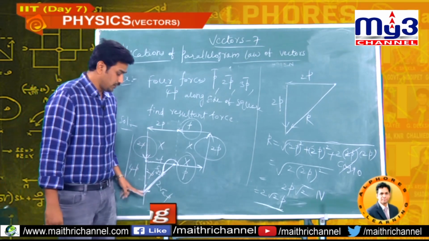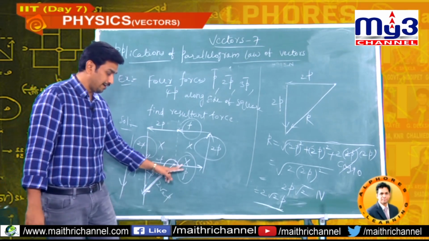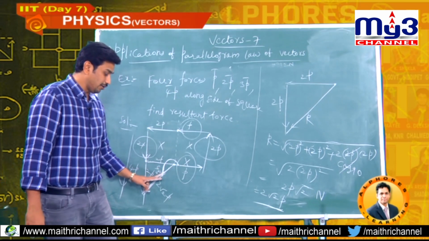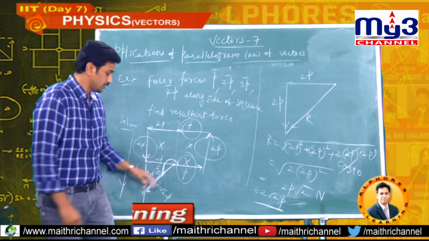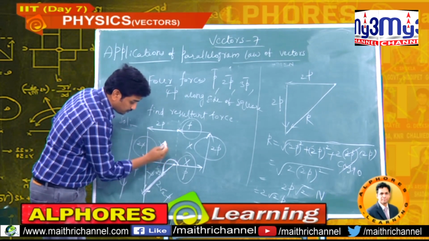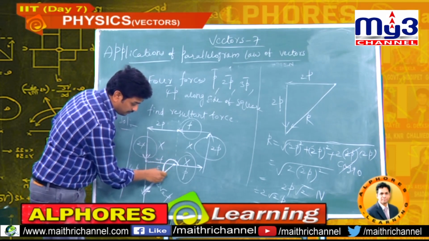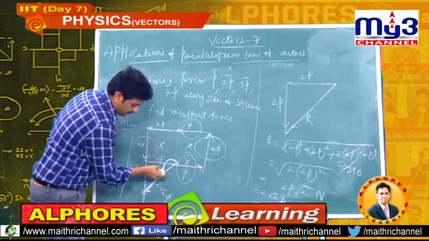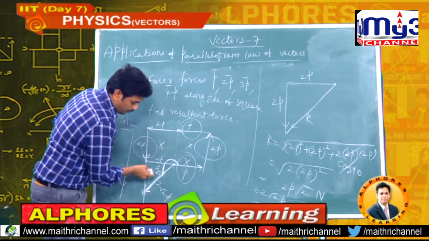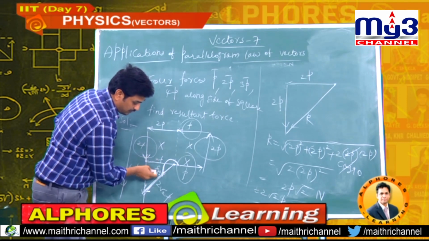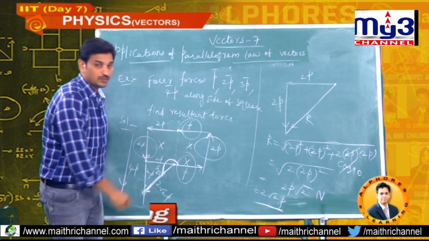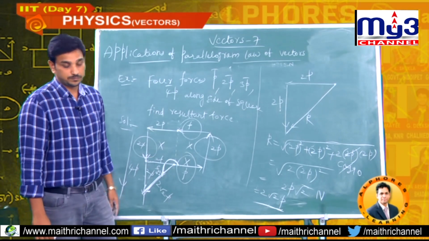What is the direction of this resultant with respect to the P vector? It is making an angle of 225 degrees, because this is 180. Now for the remaining part, opposite by adjacent side, let the angle be theta, 2P by 2P is 1, so tan theta is 1, which is 45. Total 180 plus 45, 225 is the answer.